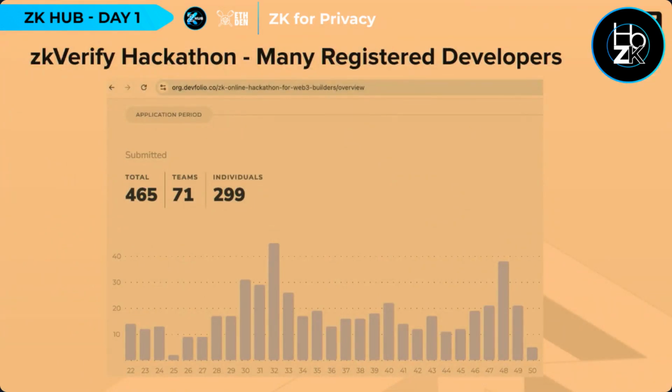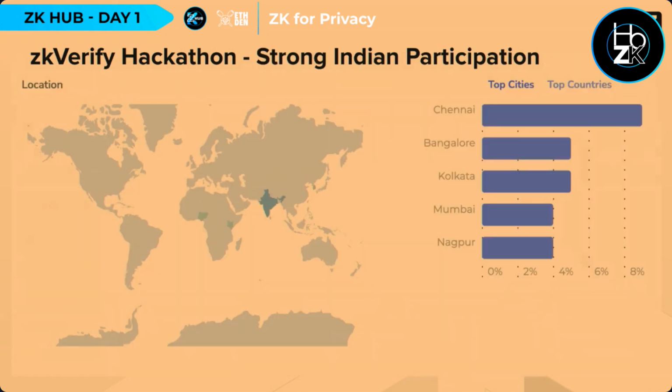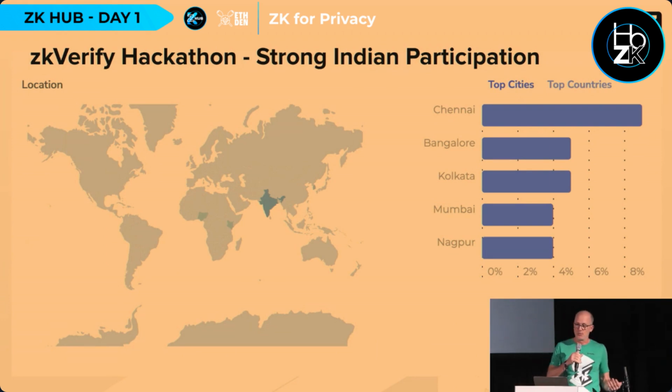This is from our DevFolio back end for this hackathon. You can see that we had a lot of people register and submit projects. So very excited about that. We had really strong Indian participation. I thought we were going to have worldwide participation, but you can see from the cities here, we had a lot of teams from India. We didn't expect that. That's actually pretty exciting. I think we're going to have a big presence at ETH India this year.